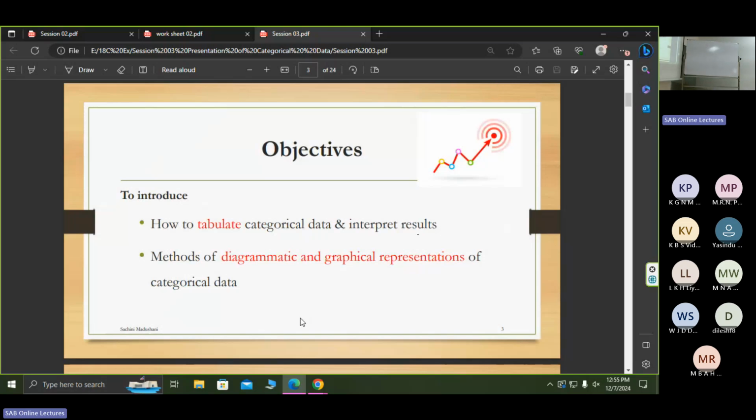These are the objectives in this session: how to tabulate categorical data and how we interpret the results, then methods of diagrammatic and graphical representation of the categorical data.